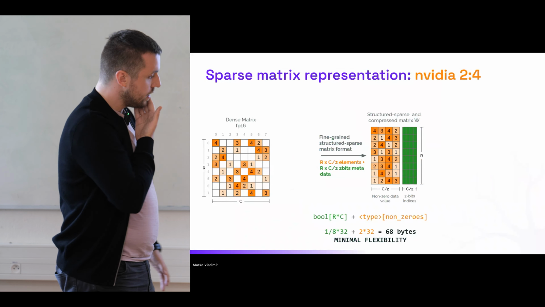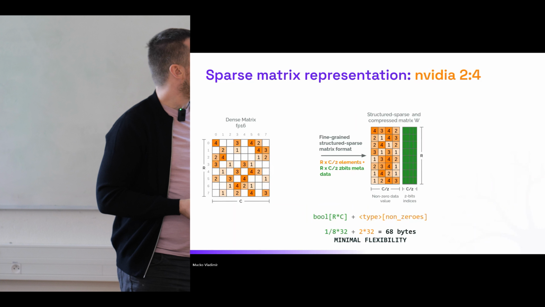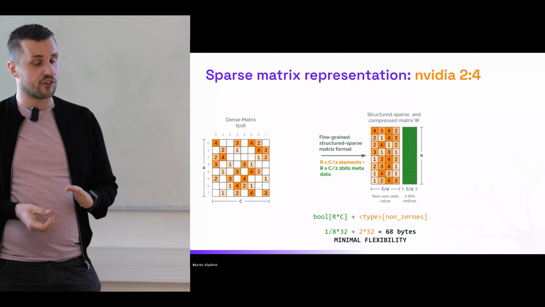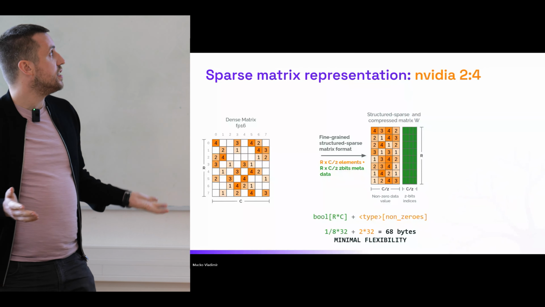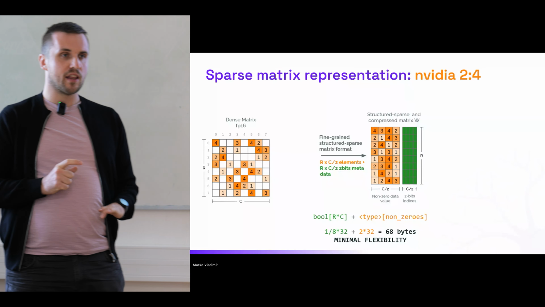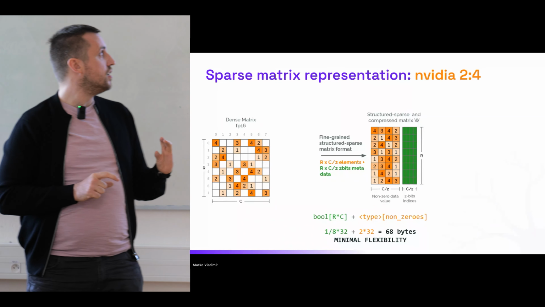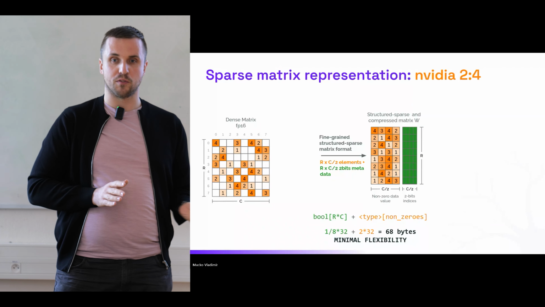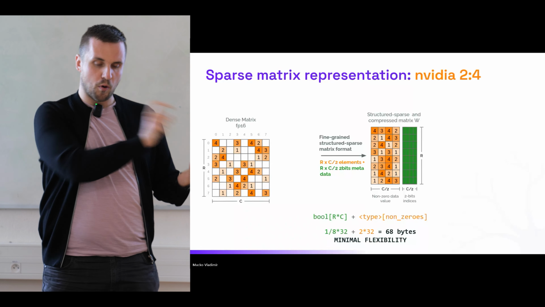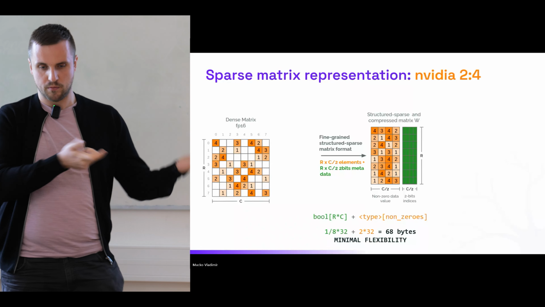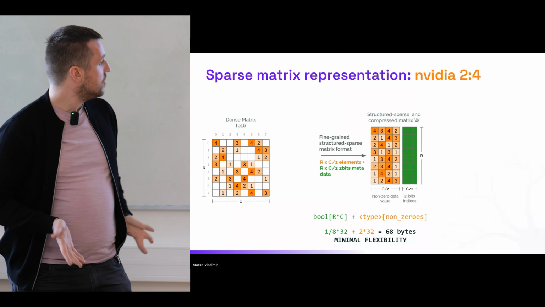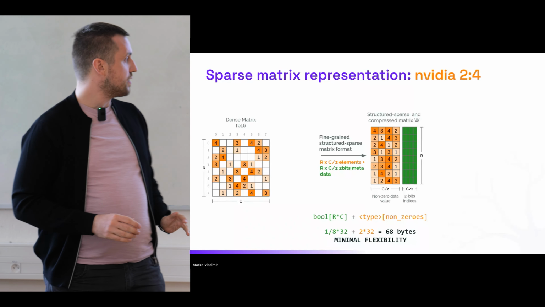Luckily, there are some alternatives. And one of such alternatives is something called NVIDIA 2:4 sparsity, which is a structured sparsity. And what it says is that if we can guarantee that every 4 elements of our matrix will have at most 2 non-zeros, we can have a very succinct representation of the sparse matrix. We just remember the elements, and for every group of 4, we remember a bitmap of where the element actually is. This gives us a very, very good storage requirement, which is 68 bytes.